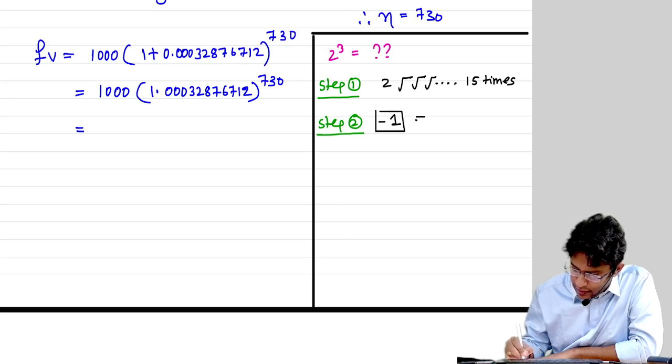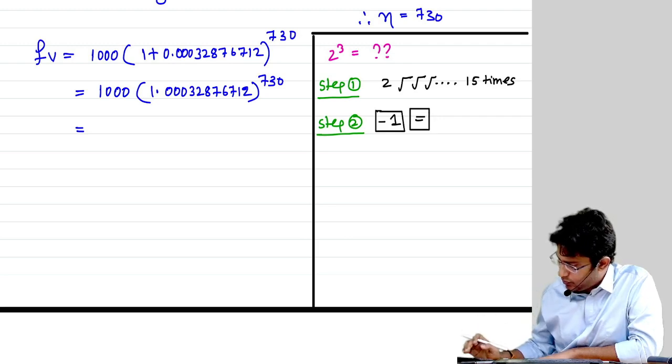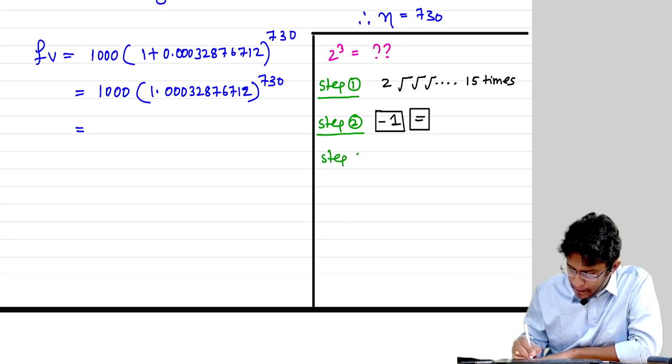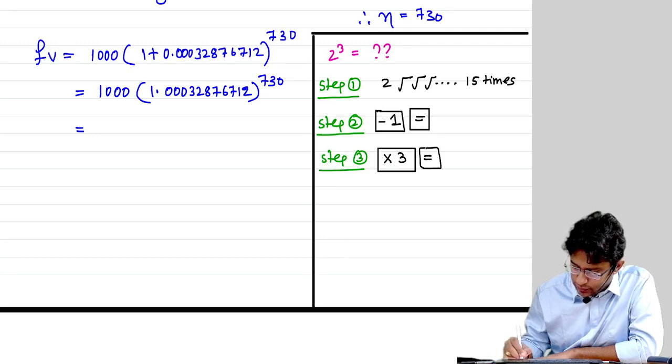Two minus 1 is equal to. Right. Step number 3. Multiply with the power, sir. It is into 3. Of course, you have to press equal to also.